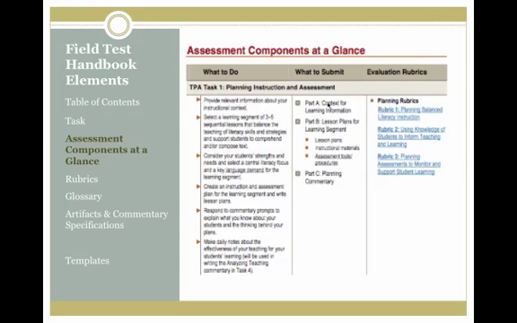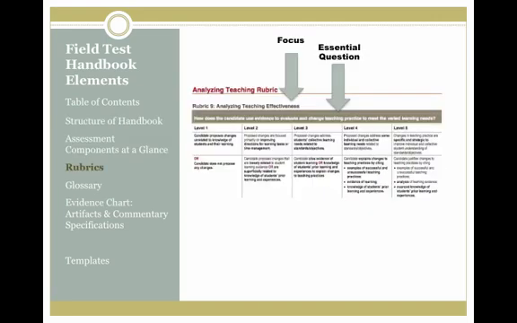Pages 4 to 6 provide assessment components at a glance for each of the 4 TPA tasks. These are helpful advanced organizers that summarize what to do, what to submit, and which rubrics are central in the assessment of each task. You'll find you frequently refer back to these. The 12 rubrics for the TPA are found after the glossary section in the handbook.